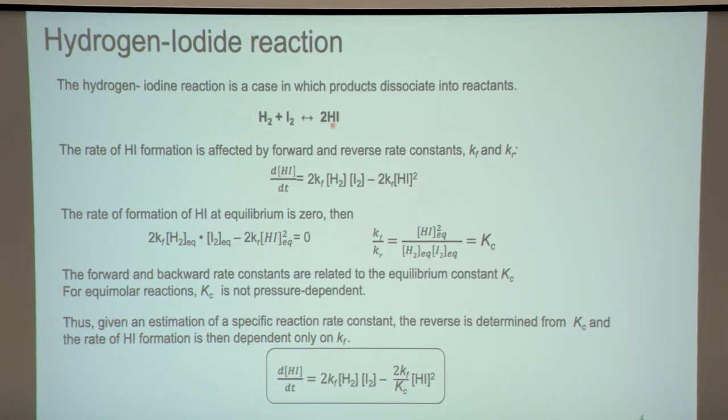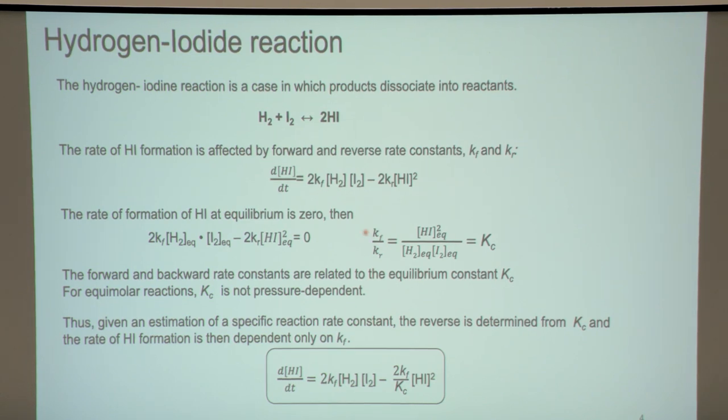So the rate of formation of hydrogen iodide should be affected by some forward rate constant and some reverse rate constant because it's in equilibrium. So the rate of change of HI with respect to time is some forward rate constant k_f times the hydrogen concentration times the iodine concentration times 2, because you're making 2 moles of HI, minus the reverse rate, which is 2 times k_r, the reverse rate constant, times the hydrogen iodide concentration squared. And if this reaction is at equilibrium, then the forward production of hydrogen iodide equals the reverse consumption of hydrogen iodide back to the reactants. So you can say 2k_f times the equilibrium hydrogen concentration times the equilibrium iodine concentration, minus 2k_r times the equilibrium hydrogen iodide concentration squared, is equal to 0.